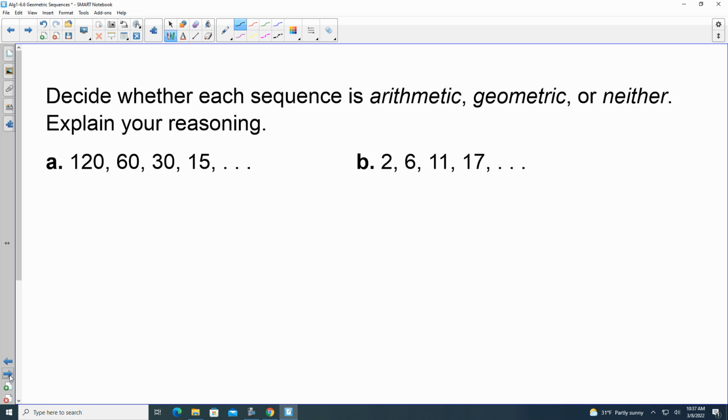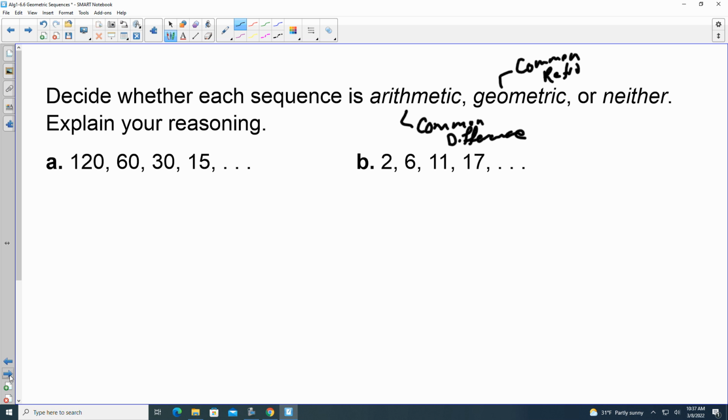So here they want us to decide whether the sequence is arithmetic, geometric, or neither. Remember, when it's arithmetic, it had a common difference. Geometric has a common ratio. Neither means it has no common ratio or common difference.